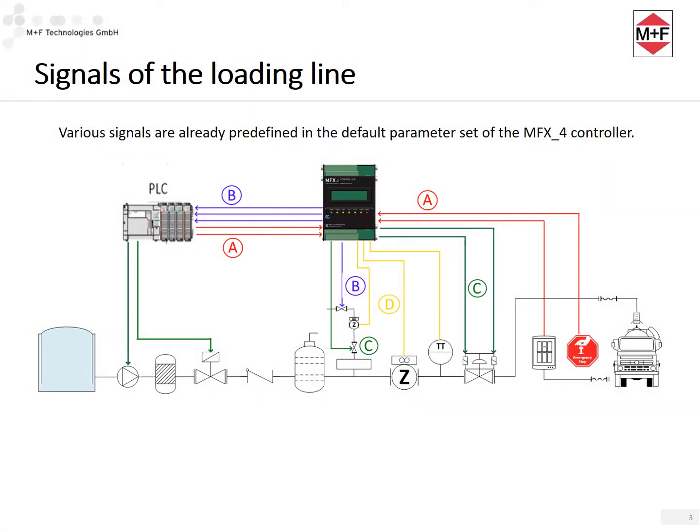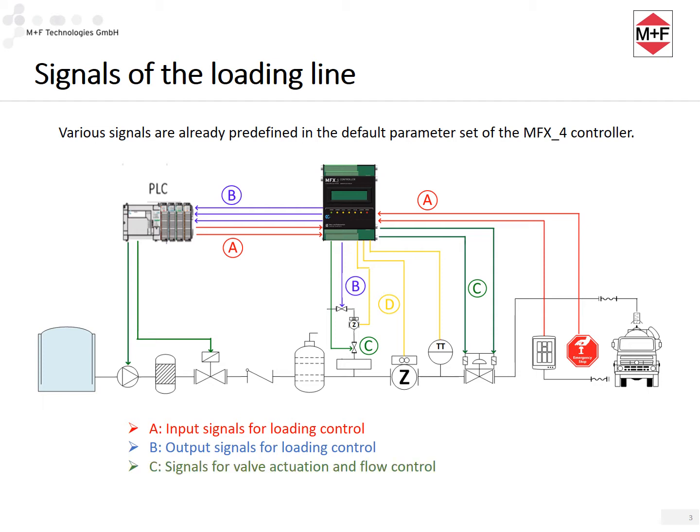In the default parameter set of the MFX4 controller, necessary signals and the used connections at the controller are predefined. These are the input signals from the loading line, the output signals to the loading line, output signals for controlling the product and additive control valve, and the measured values from the loading line.